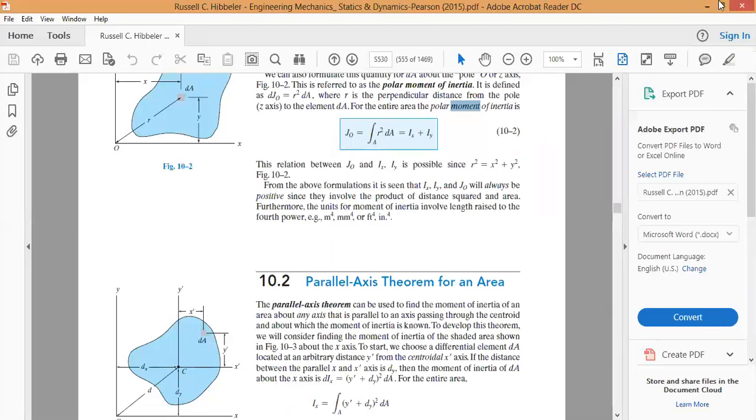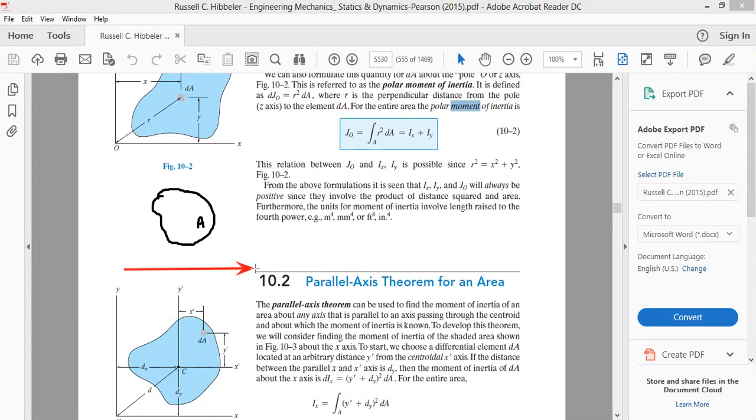Let's suppose we have any plane area, and its area is, say for example, A, and we are asked to calculate the moment of inertia of this plane area about the x-axis, or say for example about the y-axis. Let's consider this to be our x-axis, and let's suppose this is our y-axis. We have to find the moment of inertia about the x-axis, or about the y-axis.